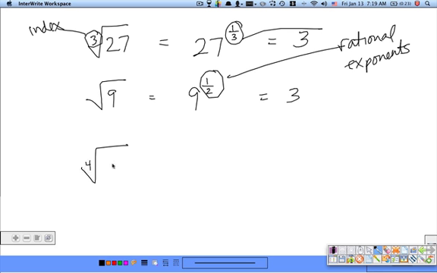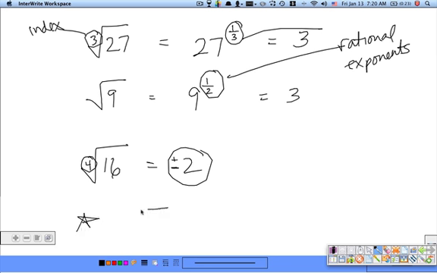What is the fourth root of 16? So what to the fourth power gives me 16? Well, 2. But what also to the fourth power gives me 16? Negative 2 also to the fourth power gives me 16. So the answer is plus or minus 2 for this. But here's an example where it wouldn't.